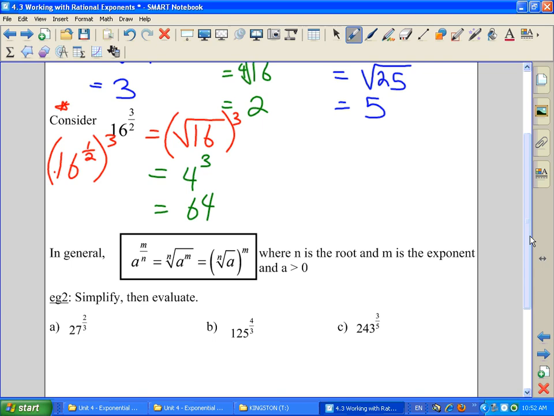So what's important to remember, folks, is when you have a fractional exponent or a rational exponent, the numerator is actually your exponent, where your denominator is your root. All right, and it says right here, n is the root and m is the exponent. So let's write that down, ladies and gentlemen. And why do we need a to be greater than 0? Because in some cases you can't take the square root of a negative value. And that's when you have an even root. Okay?